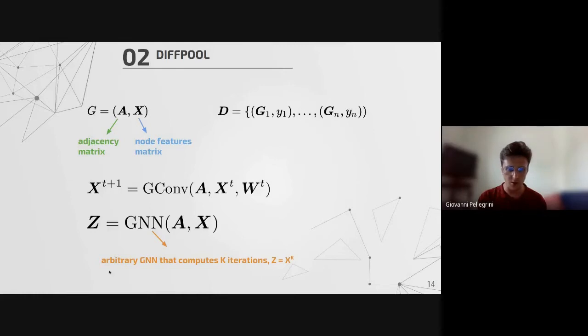Again, when we refer to Z as being the output of the GNN, we are basically referring to the node feature matrix that we obtain at the last iteration K of the convolutions, okay?